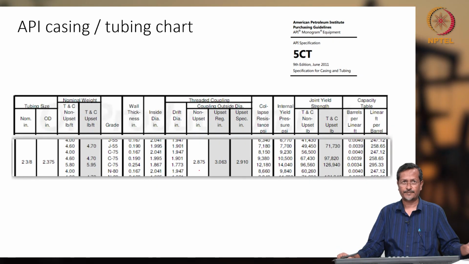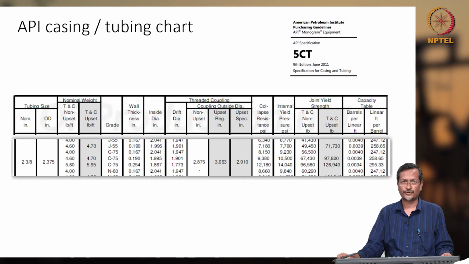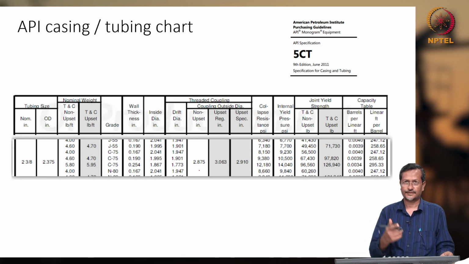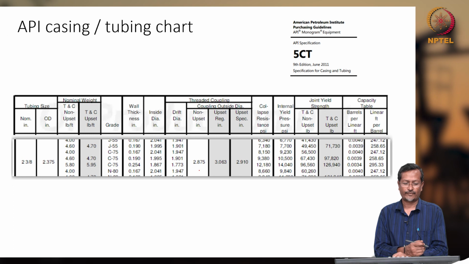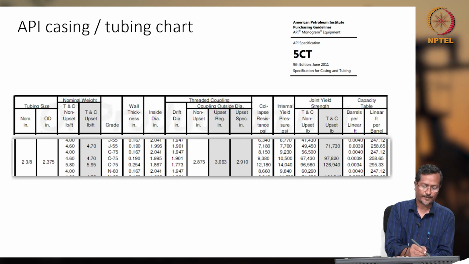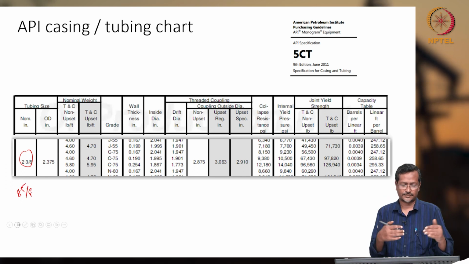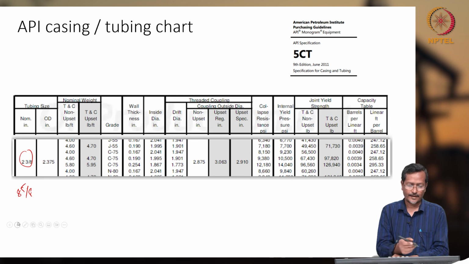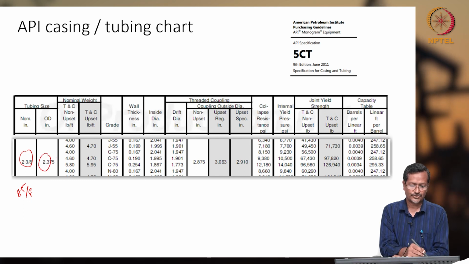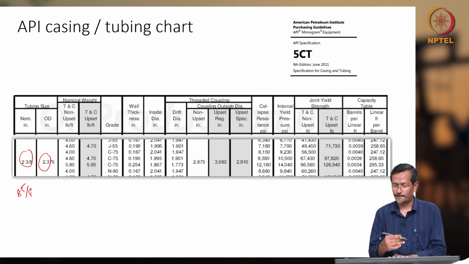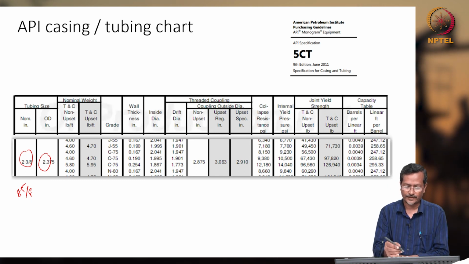Okay, so every time I say API casing chart or tubing chart, you have to use it. If you go to the API 5CT document, you will find the tubing nominal diameter given as 2.38, 2.858, and many other big tables. I just took one as an example. The outer diameter is given in inches, as a fraction, and the inside diameter size is given here.